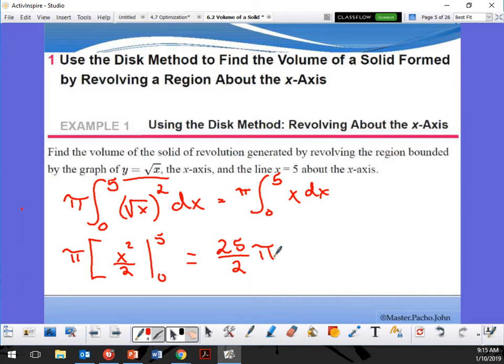And if I was dealing with units, what units would I talk about on that one? Try again. It's cubed. It's volume. Volume is going to be cubed, right?